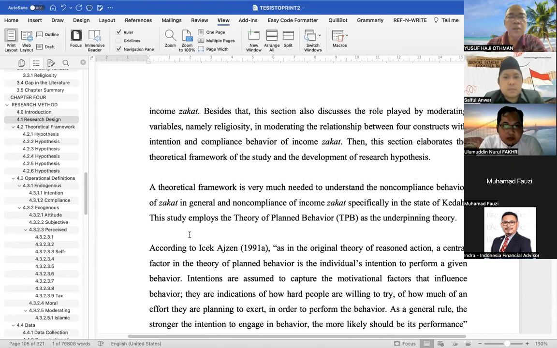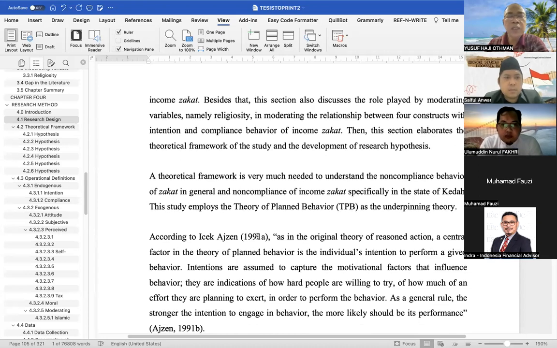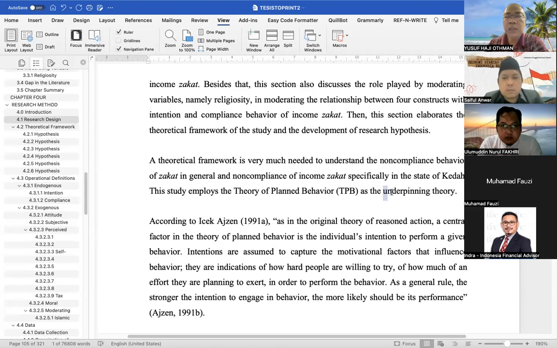So a theoretical framework is very much needed to understand what? For example, to understand the non-compliance behavior of zakat in general and non-compliance of income zakat specifically in the state of Kedah. And we need to mention the underpinning theory. What is underpinning theory? Underpinning theory is the theory that we base our theoretical framework on.